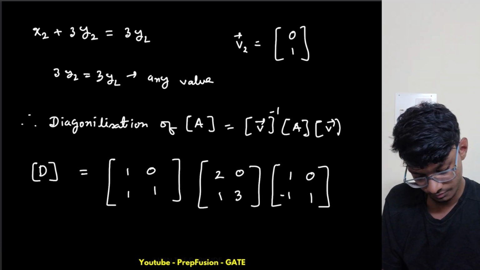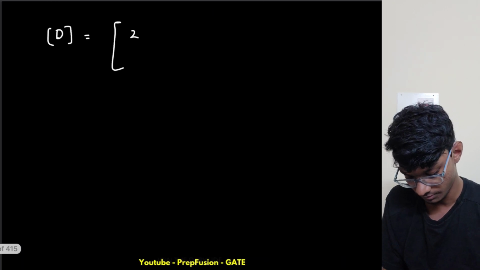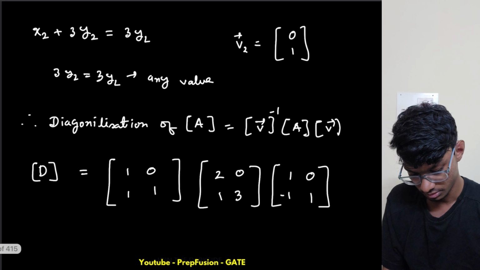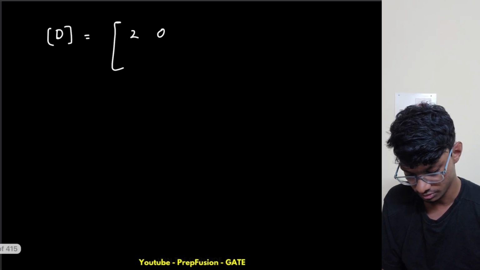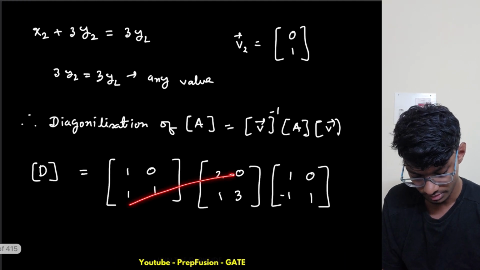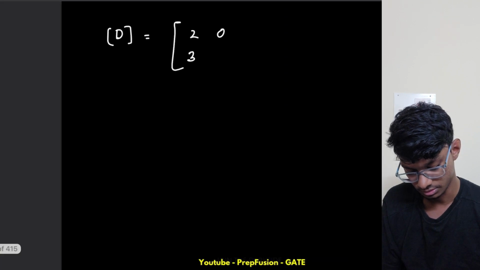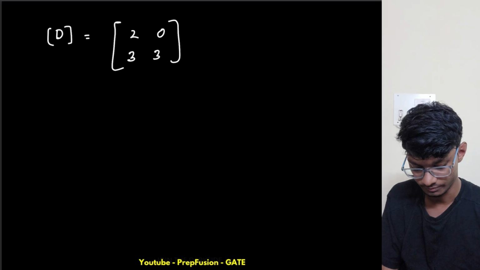And what is this equal to? 1 times 0 times 0 times 3, so this is 0 only. Okay, now this is 1 times 2 times 1 times 1, that is equal to 3 only. And this is 1 times 0 plus 1 times 3, so it is 3 only, right? So 2 0 3 3 I get.